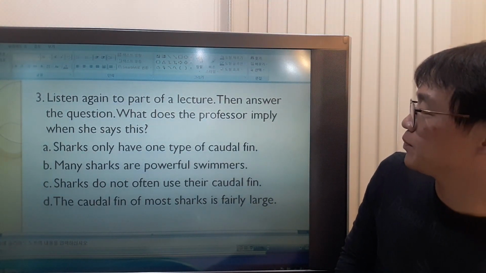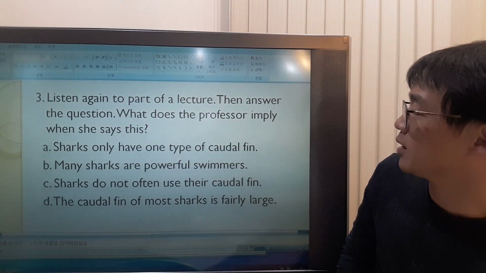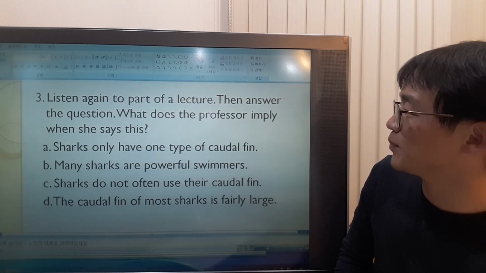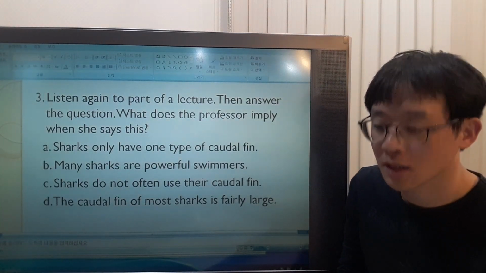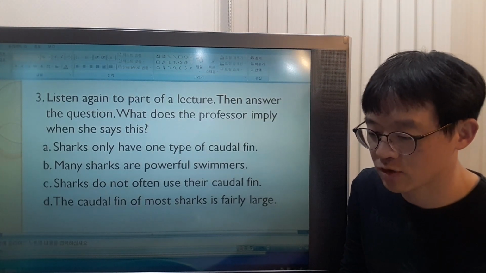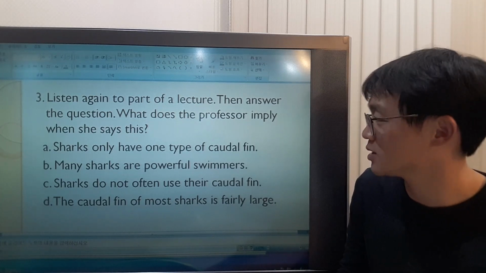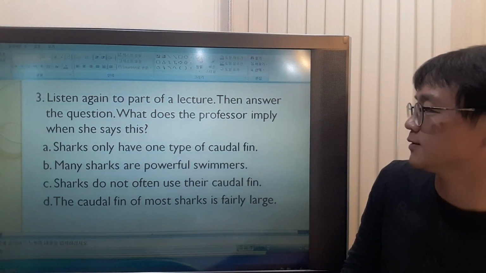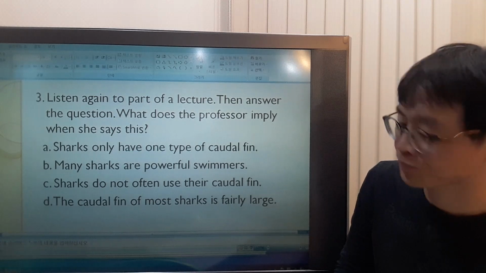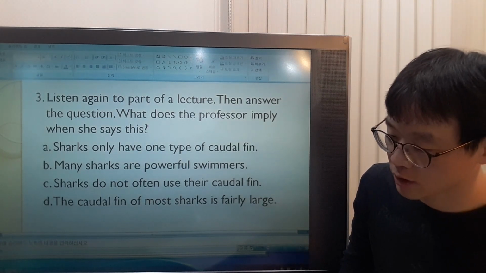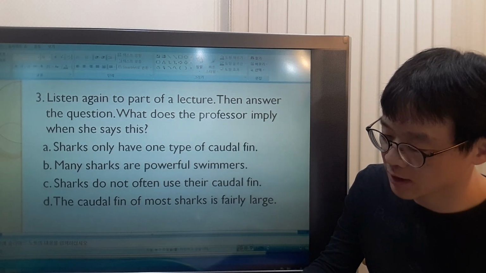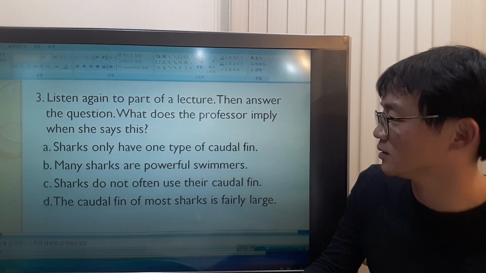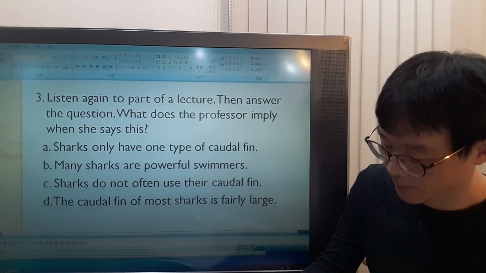Listen again to the part of a lecture, then answer the question. What does the professor imply when she says this? Imply means what? Saying something indirectly. Not saying directly, but the hidden meaning is inside the expression. So what would she mean when she says sharks typically have this type of fin? Okay? What would that imply?